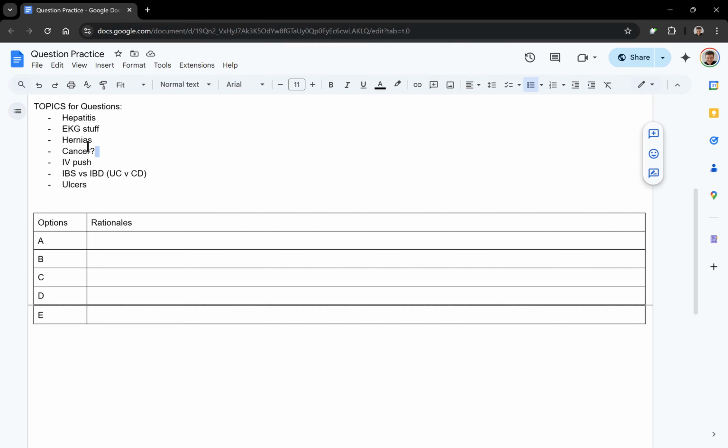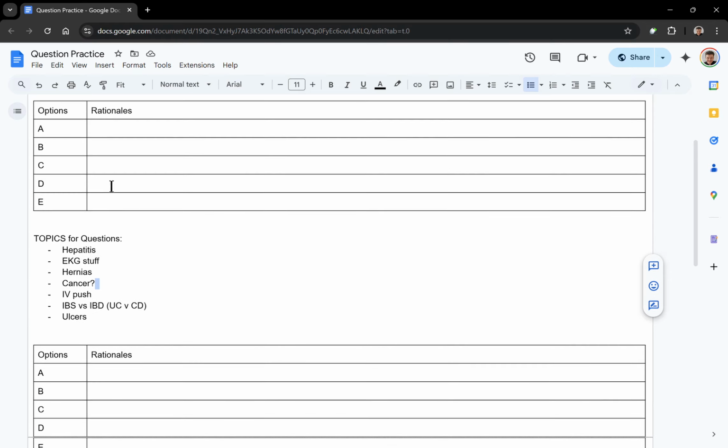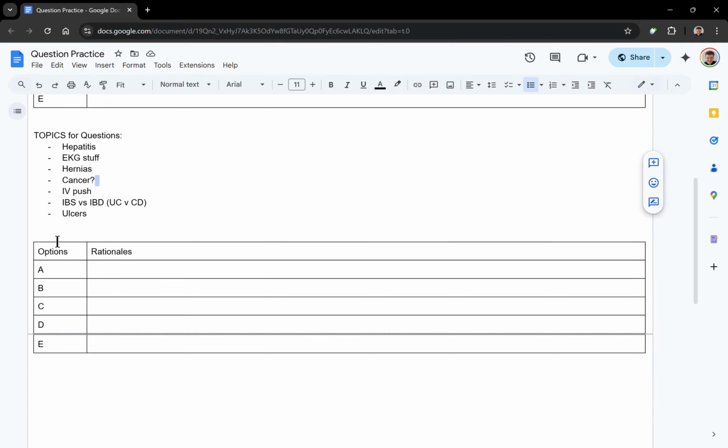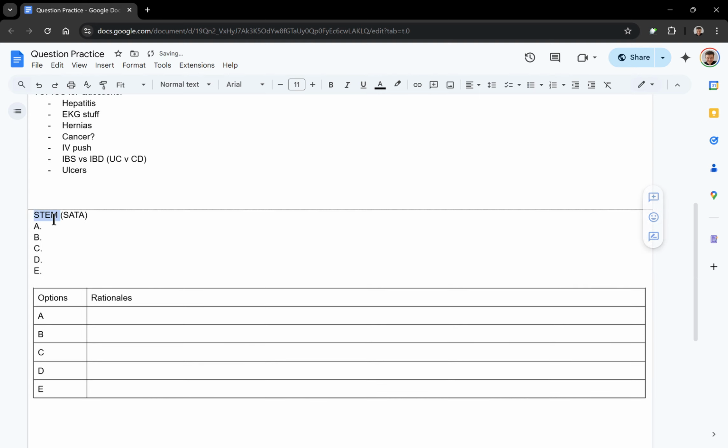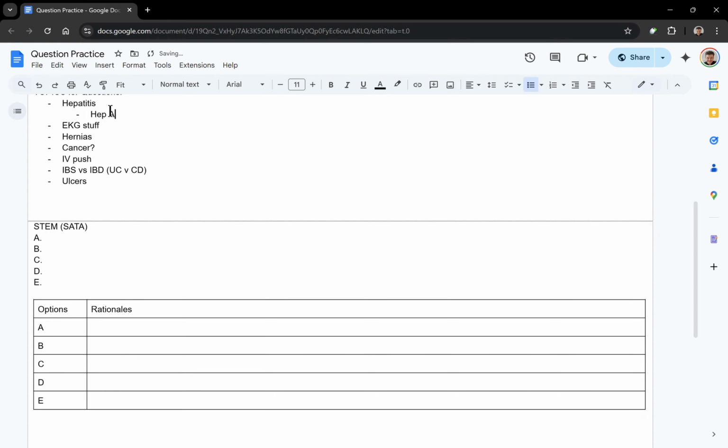All right, so topics for questions. So doing practice questions for exam 1, right? So hepatitis. So what kind of hepatitis questions do you want? Hep A, B, C, or just differentiate them? All right, so let's differentiate, right? Hep A versus B versus C, right?